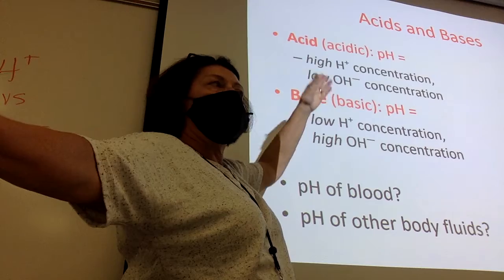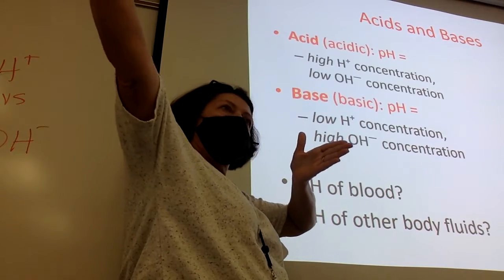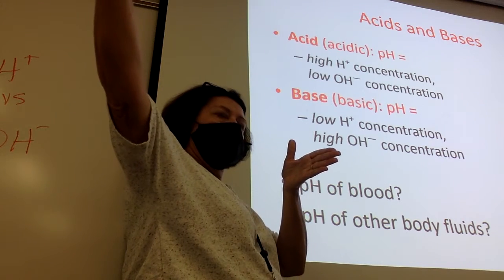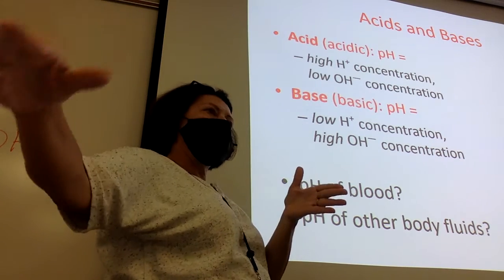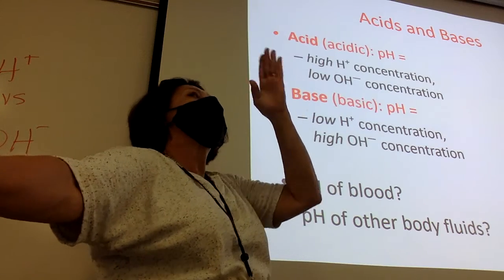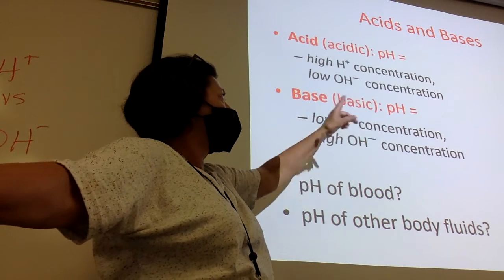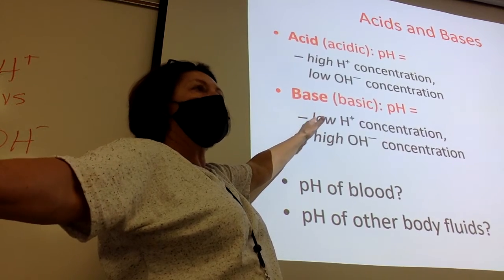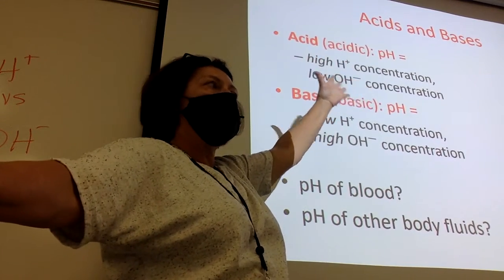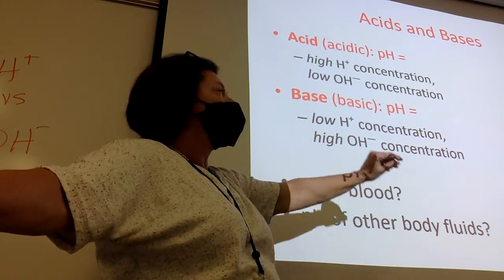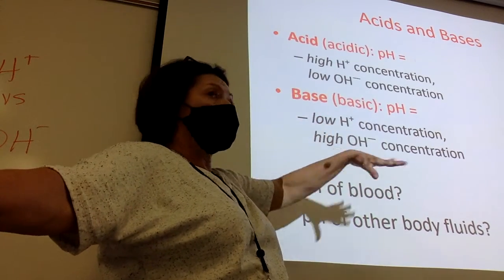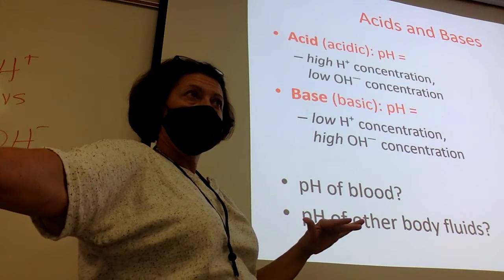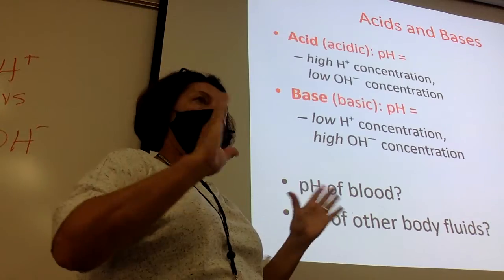Basic pH is just above 7 to 14. And bases have more hydroxide ions than hydrogen ions. So if you think about an acid, lots of hydrogen ions, very few hydroxide ions. Think about a base, lots of hydroxide ions, not as many hydrogen ions. Neutral at 7 has an equal amount of both.